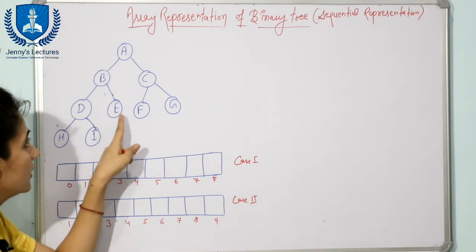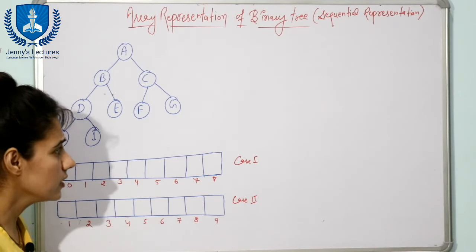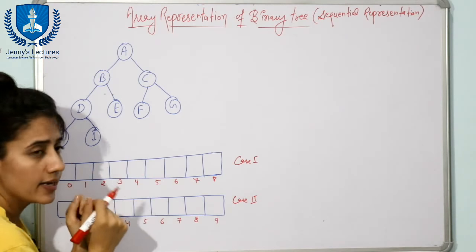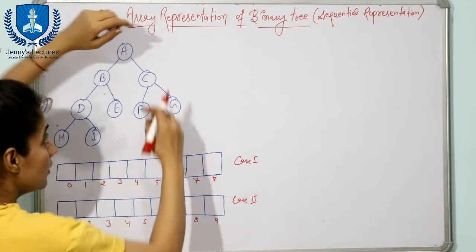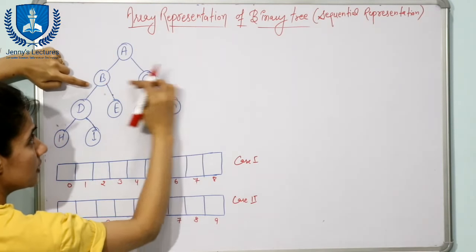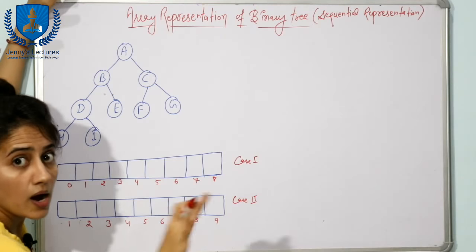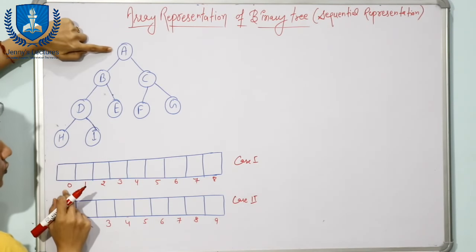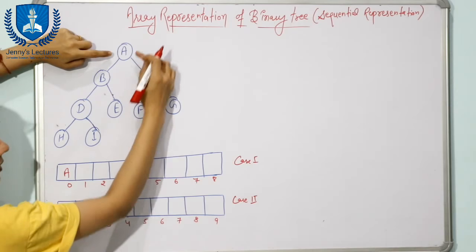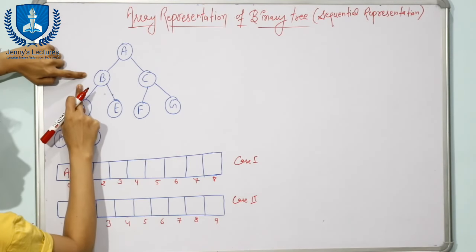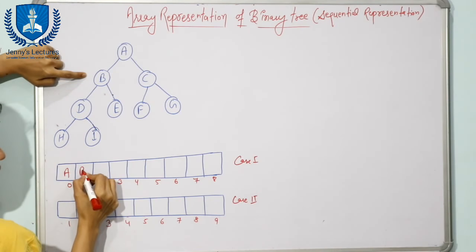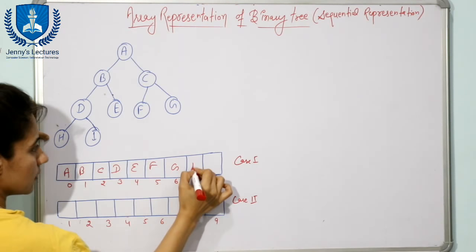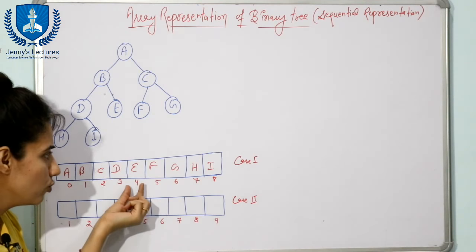See, the nodes of this tree are A, B, C, D up to I. The simple thing is, we start from the root and fill this array level by level and from left to right. First the 0th level, then this level, then this level, and then this level. I am going to consider case 1, starting this array from the 0th index. First A, then the next level from left to right, B and C, then the next level D, E, F, G, then the next level H and I. This is how we represent this.